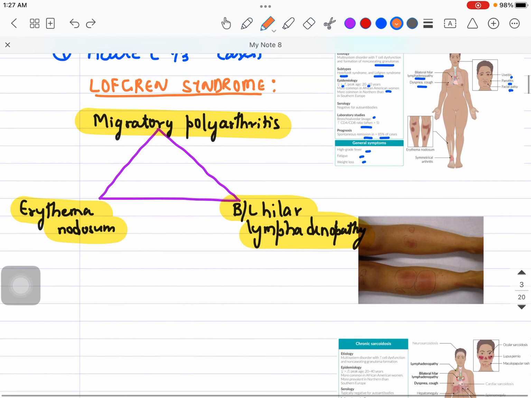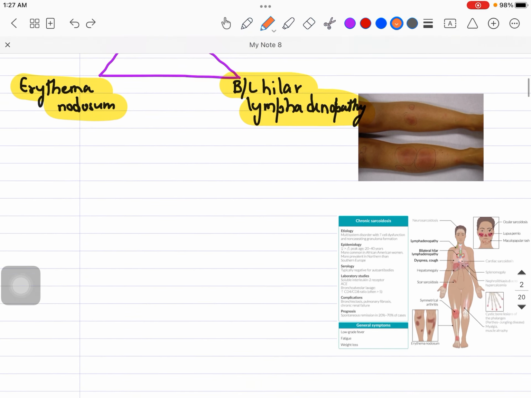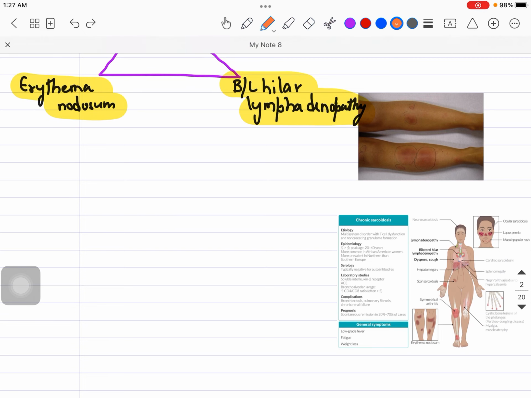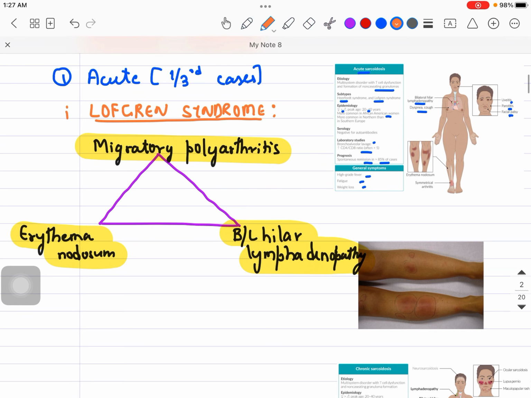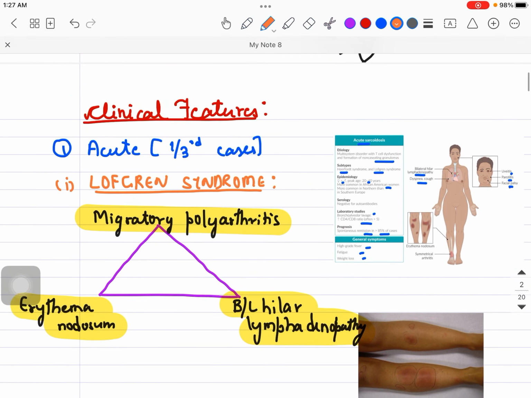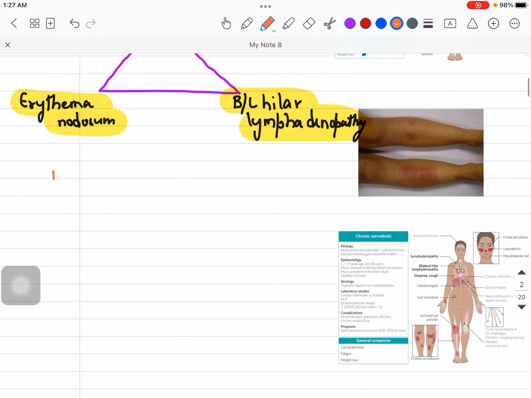Okay, now this was about the Lofgren syndrome. What about the other syndrome they have talked about, that is the Hereford syndrome. Lofgren syndrome was the first subtype of acute sarcoidosis. The second subtype of acute sarcoidosis is the Hereford syndrome. So in the Hereford syndrome, what you can remember is, I told you in the image also, eye involvement can be there.